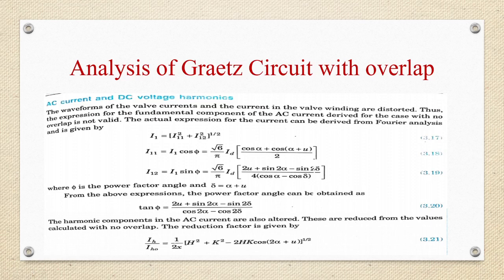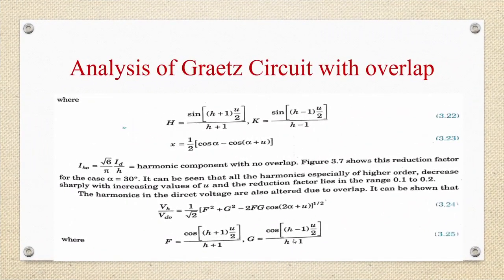That is IH by IH0 is equal to 1 by 2x into h square plus k square minus 2hk cos 2 alpha plus u whole to the power half. Where h is sin of h plus 1 u by 2 by h plus 1. K is equal to sin of h minus 1 u by 2 by h minus 1. X is half of cos alpha minus cos of alpha plus u. IH0 is root 6 by pi Id by h, that is the harmonic component with no overlap.